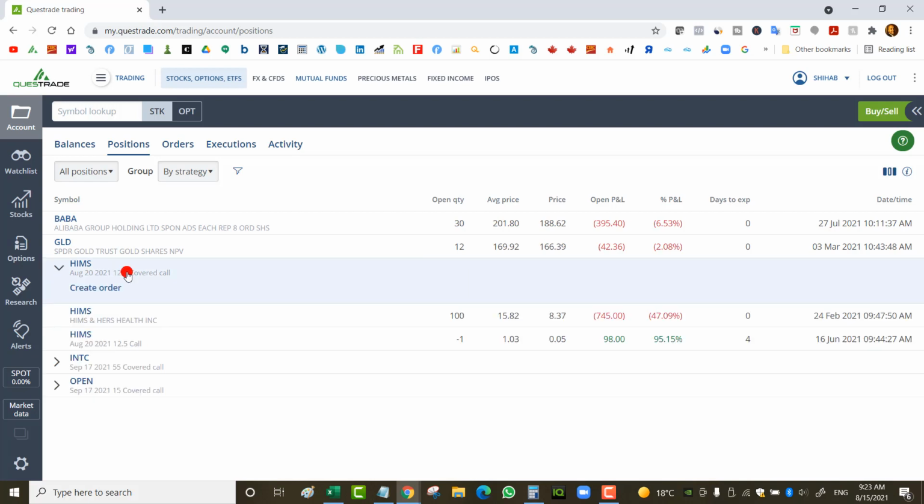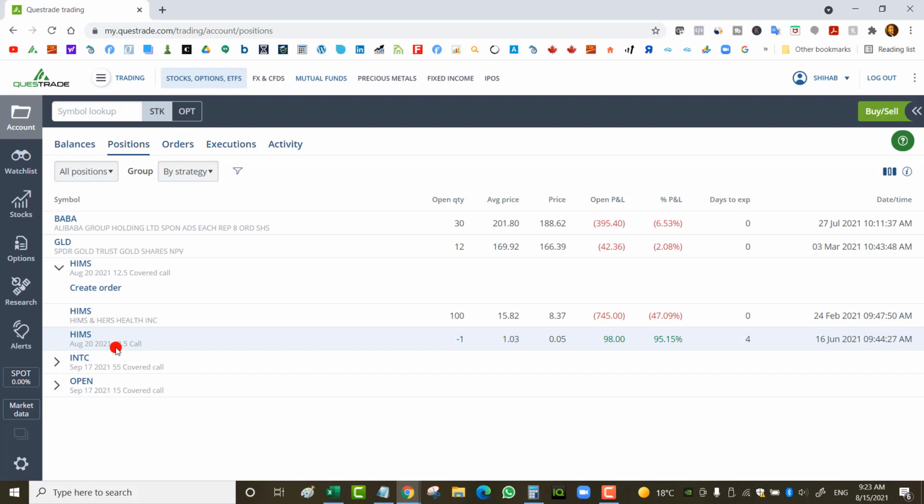HIMS, on the other hand, same intention, but it went the other way. The stock dropped to $8.37. My strike is 12.5. So now all I could do is sell another call, but it's going to be very little premium, maybe 20 or 25 cents. But I'm going to let it expire worthless. I'll give it a chance till August 20th, so next week.